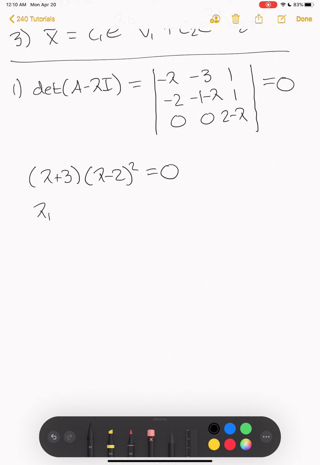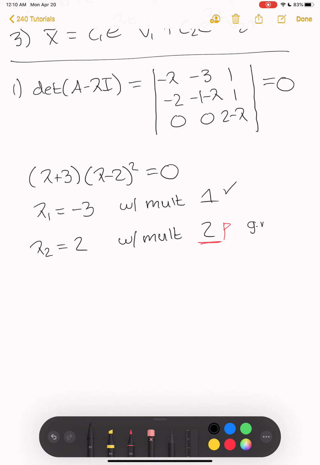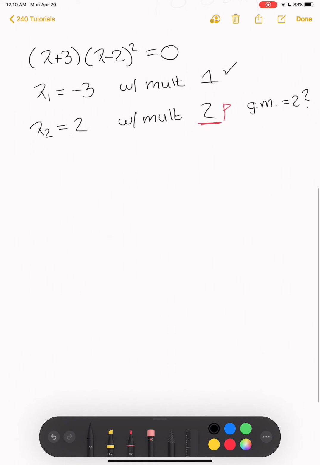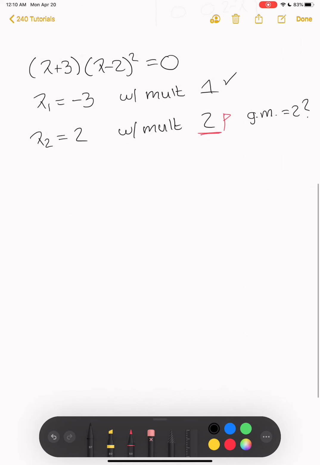So my first eigenvalue is negative 3 with multiplicity 1, so that's fine. Lambda 2 is going to be 2, and it has multiplicity 2. So this here raises a flag. I'll draw a little flag here. But we can lower that flag if we're able to find 2 linearly independent eigenvectors. So this one's fine, but I need my geometric multiplicity to equal 2. And you'll guess, because we're in the non-defective part, we will find them.